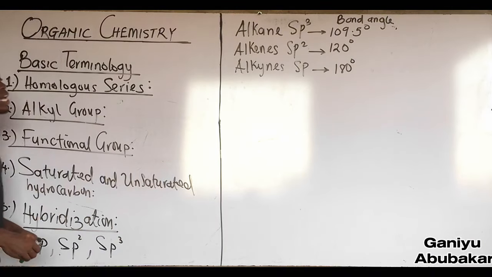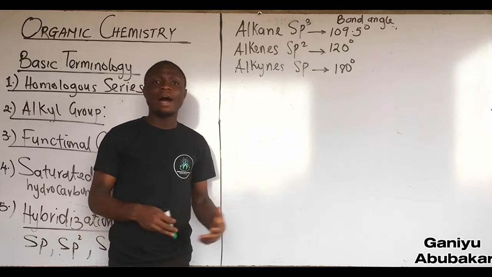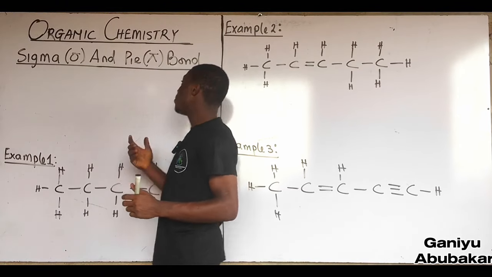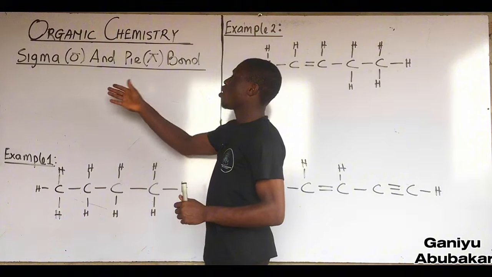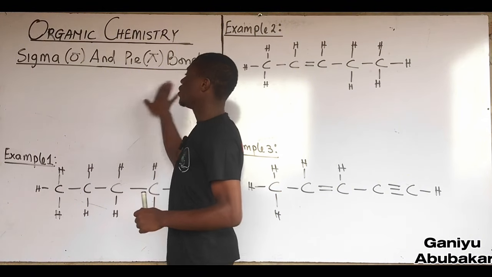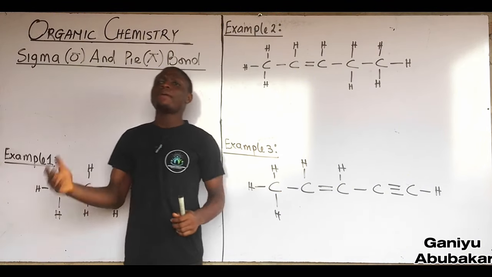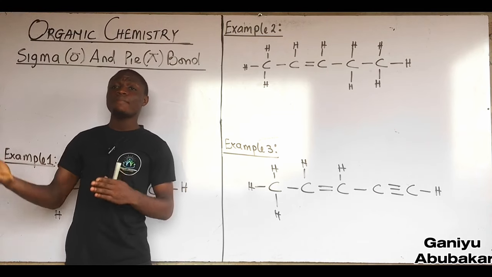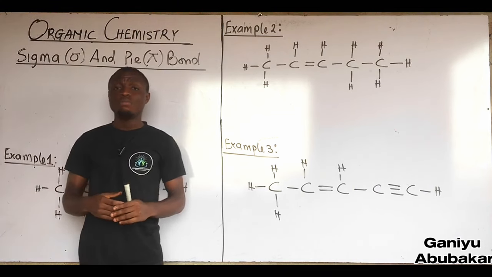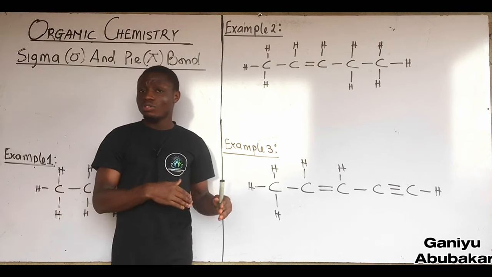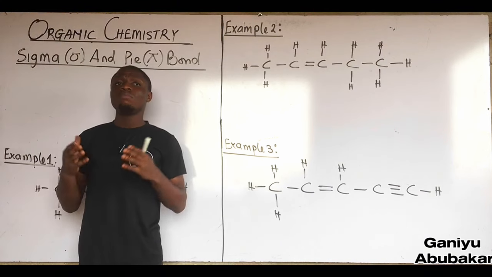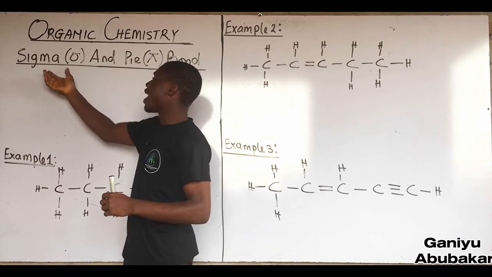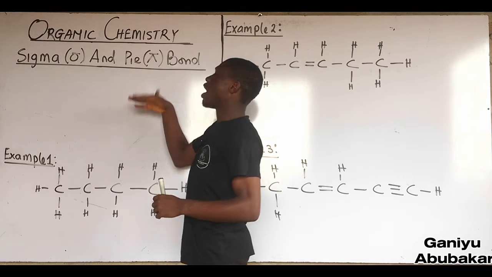So let's discuss one last thing called sigma and pi bond. Let's discuss the concept of sigma and pi bond. All right, what is a sigma bond? What is a pi bond? A sigma bond is the strongest type of chemical bond, and it can be found in a single bond. So it should be noted that sigma bonds are stronger while pi bonds are weaker.